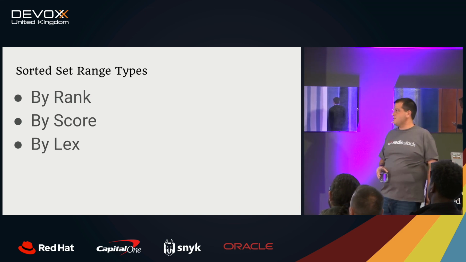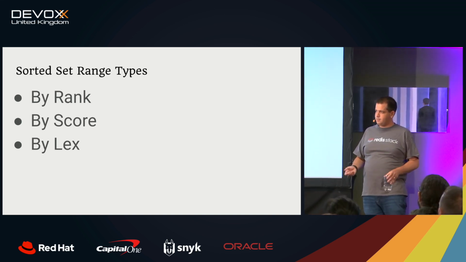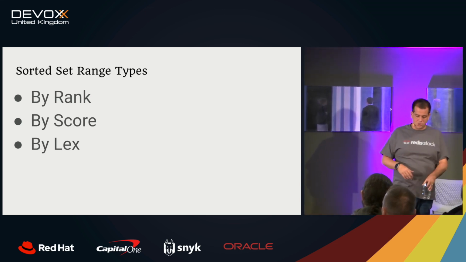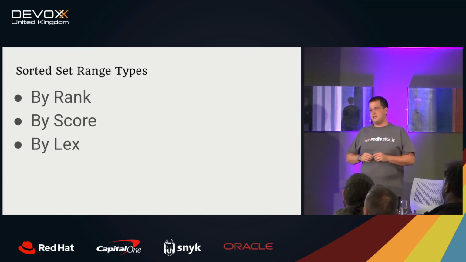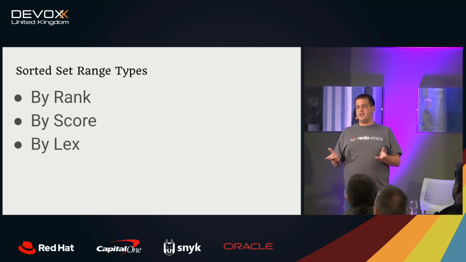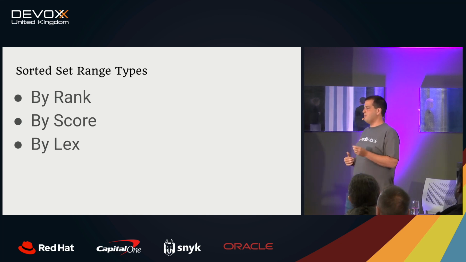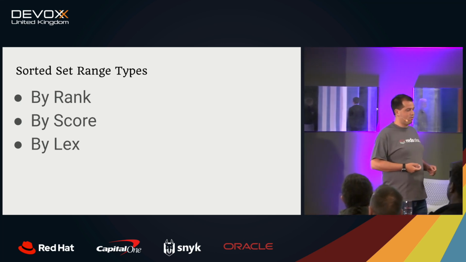And the order types that you can do, you can go by rank. That's basically like an index. You can go by score, which is, I want to measure this thing from one score to the other. Or you can go by lex, and by lex means lexicographically. So if you give all of the members of your set the same score, you can now order them and perform range operations on them alphabetically. So it allows you to do alphabetical ordering of things that are in your set.